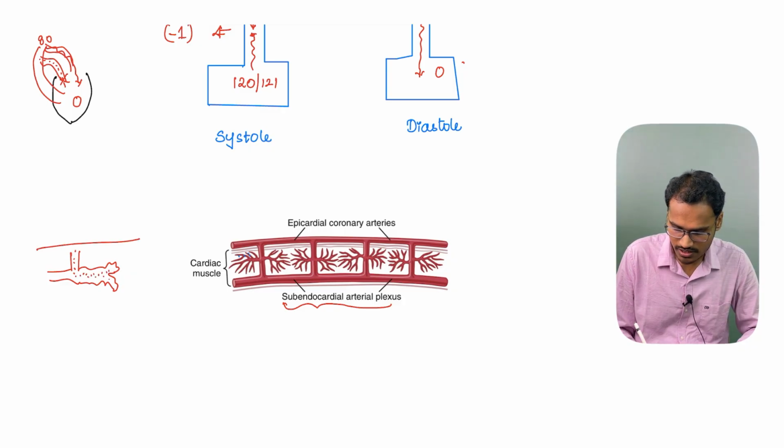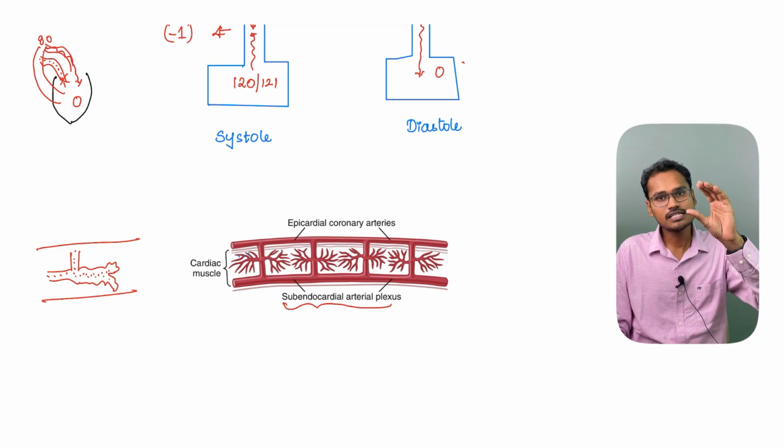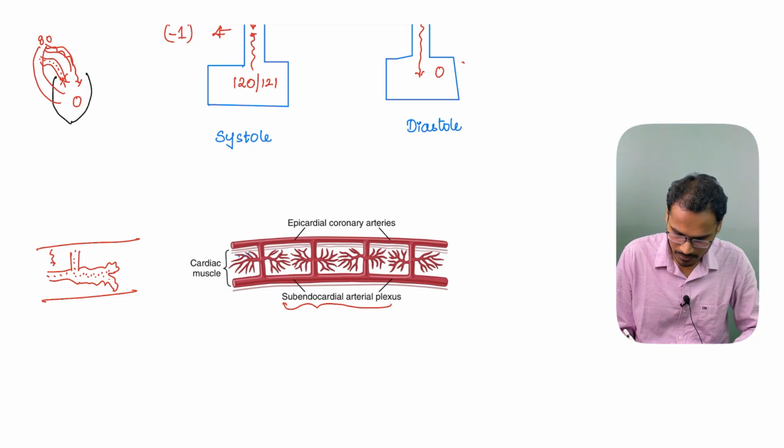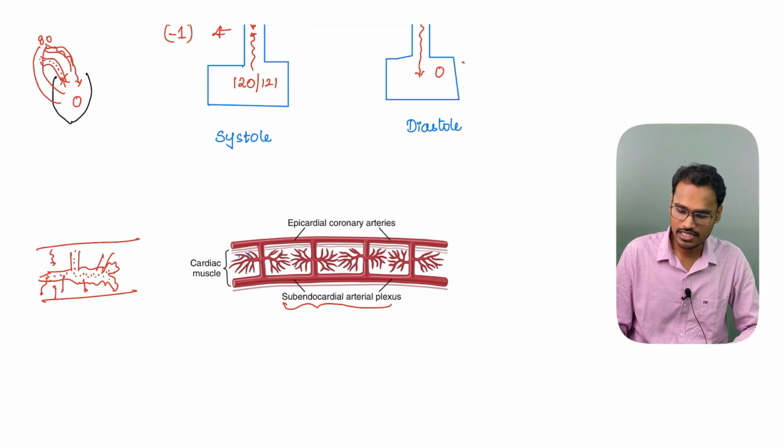Now this is the musculature surrounding it. If the muscle starts to squeeze during systole, what is going to happen? It is getting squeezed, but whatever blood is there inside it will be transmitted through the minute vessels. So as you can see, the branchings over here.